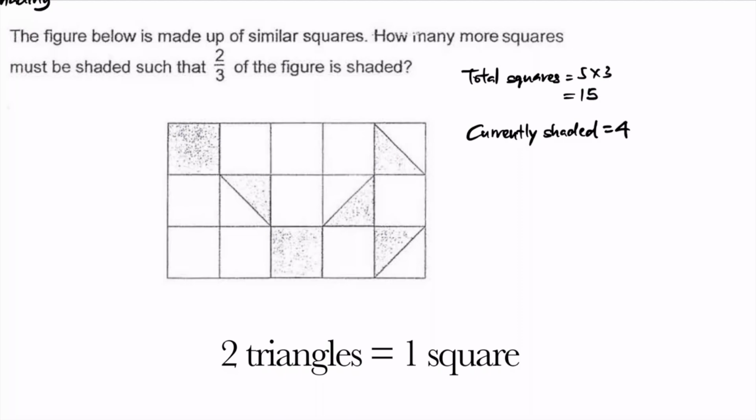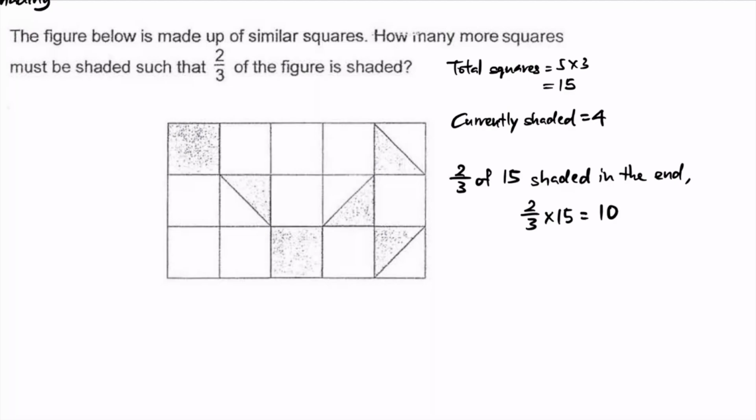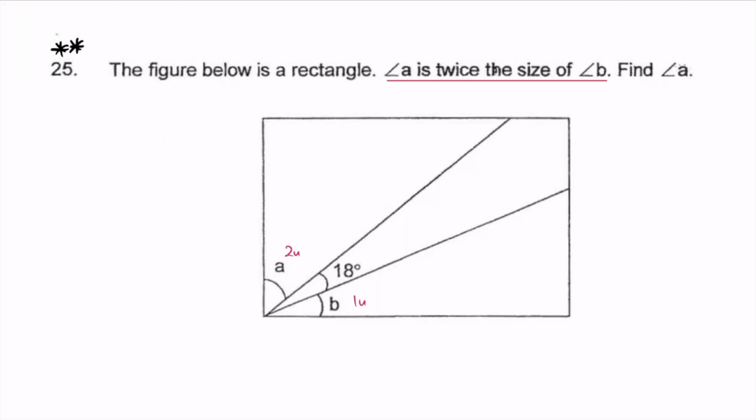What's the current number of shaded squares? That's 1. That's 2. That's 3. And here we have the 4th one, because 2 triangles make up 1 square. Okay, so currently shaded, we have 4 squares. But the question wants us to have 2/3 of the total shaded in the end. So what's 2/3 of 15? 15 being the total, it's 10. So if there are 4 currently shaded and you want 10 shaded in the end, what's the additional number to be shaded? That is 6.